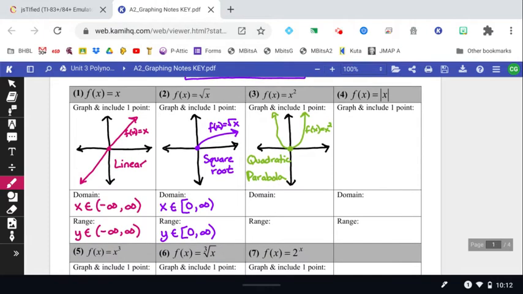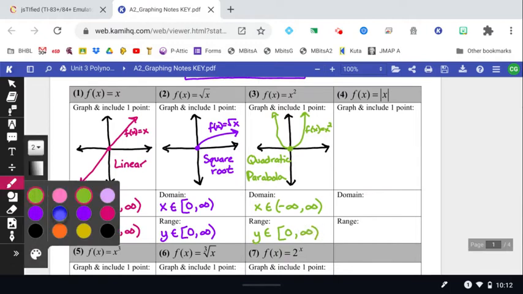So my domain, my x's, there's no restrictions in my domain, so negative infinity to infinity. My y values, notice, do not go into that negative range, so they're going to go from 0, including 0, all the way to infinity.